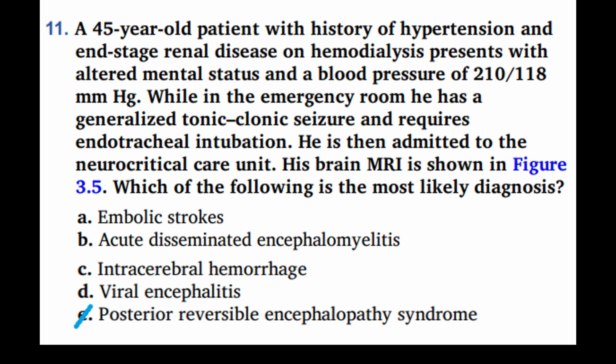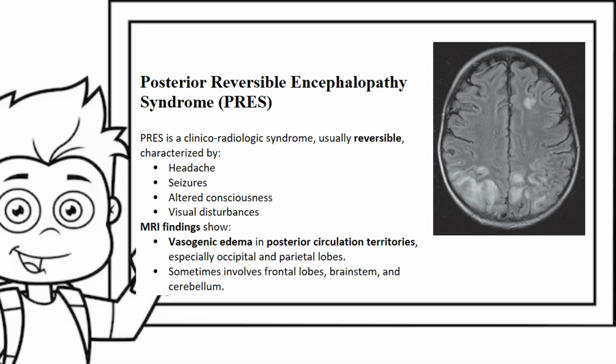In PRES, the posterior circulation, which perfuses the occipital lobe, is the most vulnerable to blood pressure fluctuations due to relatively less sympathetic innervation, and that is why edema hits the back first. PRES indeed is a clinical radiologic syndrome and it is usually reversible. It is characterized by headaches, seizures, altered mental status, visual disturbances like cortical blindness. The MRI findings here, like we said, show vasogenic edema in the posterior circulation territories, especially the occipital and the parietal lobes. Sometimes you may actually have involvement of the frontal lobe, the brainstem, and even the cerebellum.